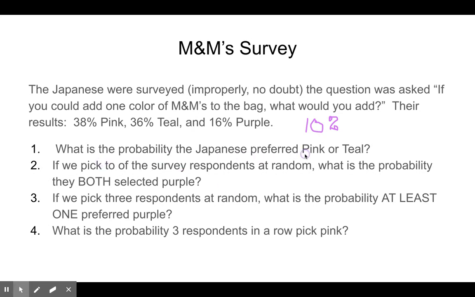Okay, so what's the probability that they preferred pink or teal? The word "or" should tip you off that it's addition. Pink or teal, so you just add those together, that's 74%.